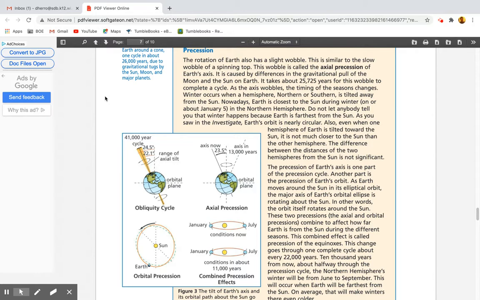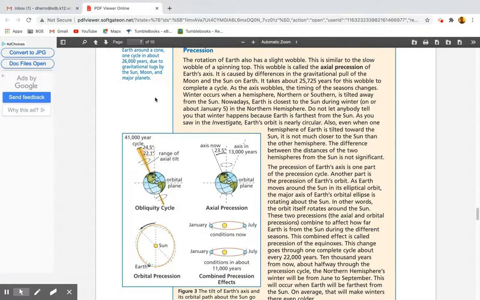It is caused by differences in the gravitational pull of the Moon and Sun on Earth. It takes about 25,725 years for this wobble to complete a cycle. As the axis wobbles, the timing of the seasons changes.